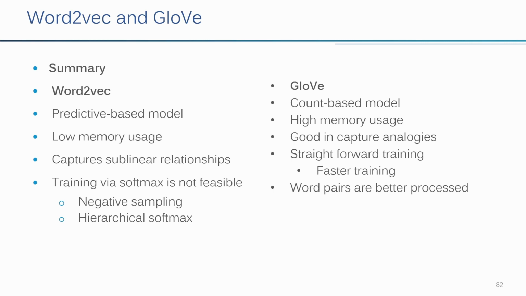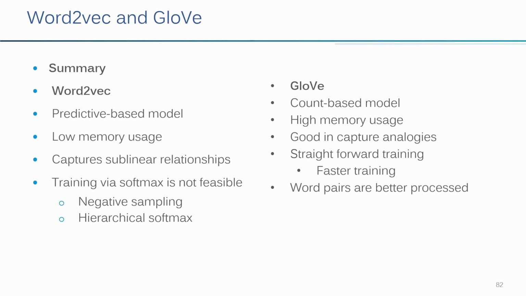For word2vec, we're talking mainly about a predictive-based model. We have low memory usage because we just have 2 vectors for the dimensions that we arbitrarily chose for the entire vocabulary. We are able to capture some relationships, not all of them, and training via softmax is simply not feasible, so we have some other approaches here. We'll talk about the improvement of word2vec using fastText, but in about 2 lectures from now.